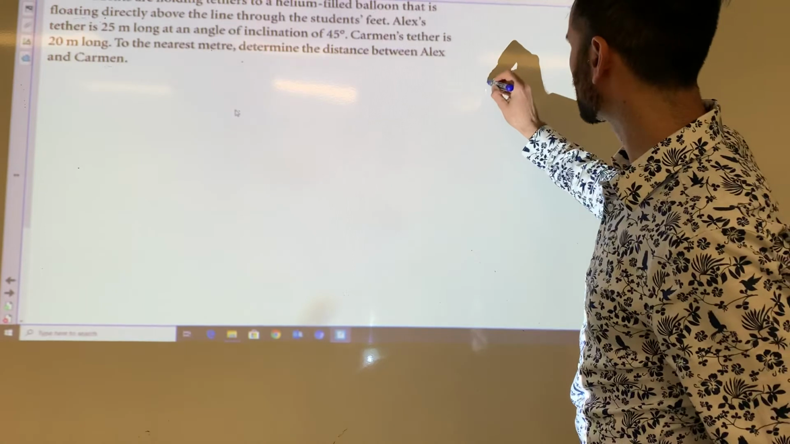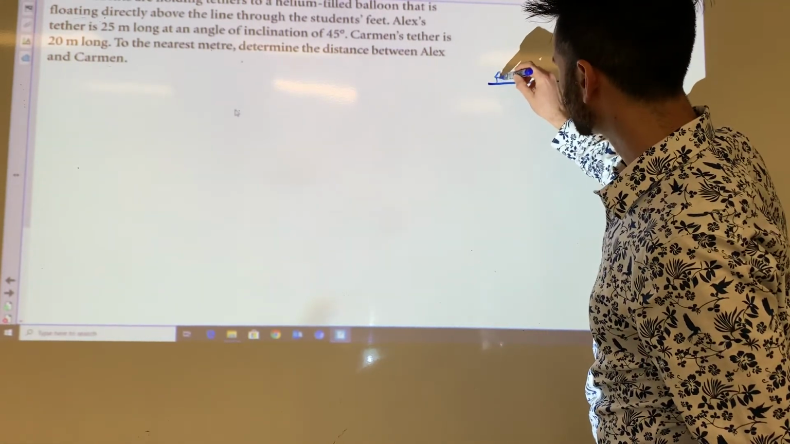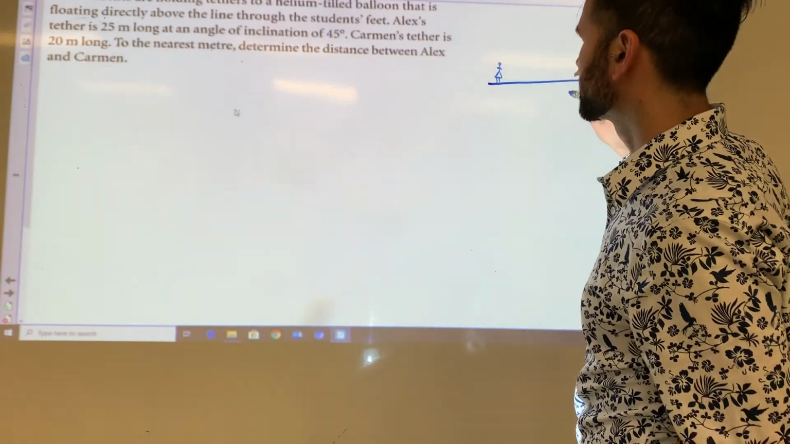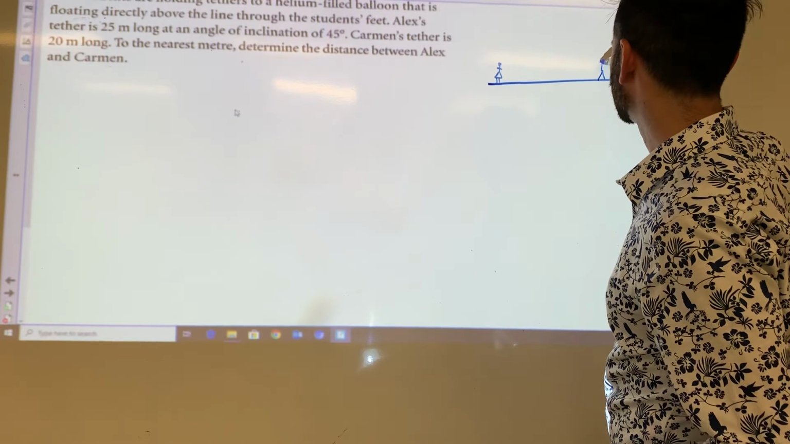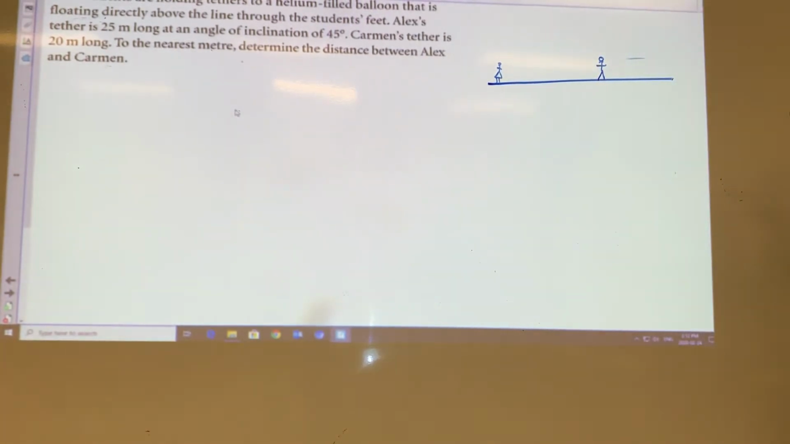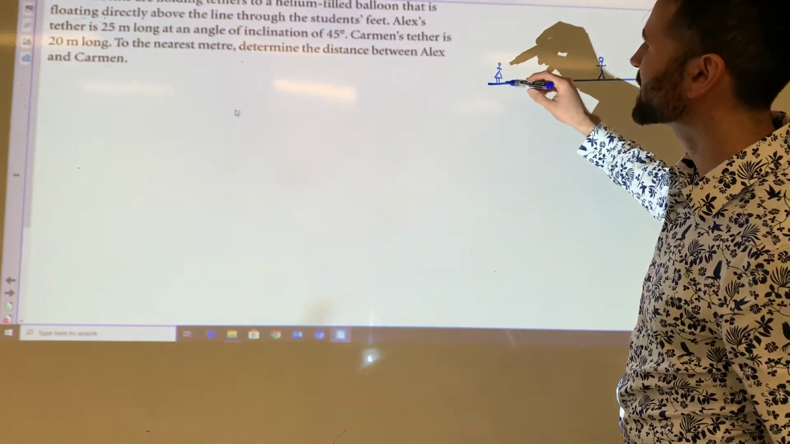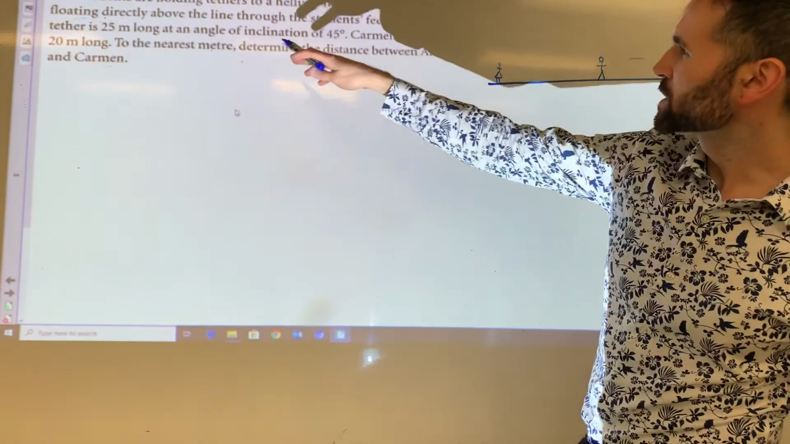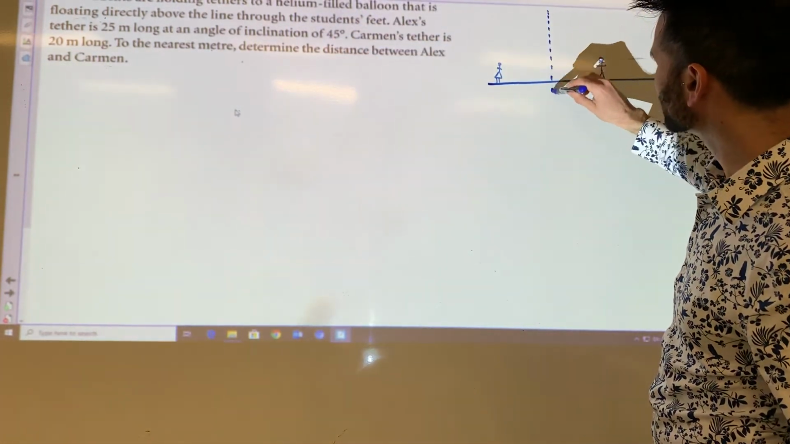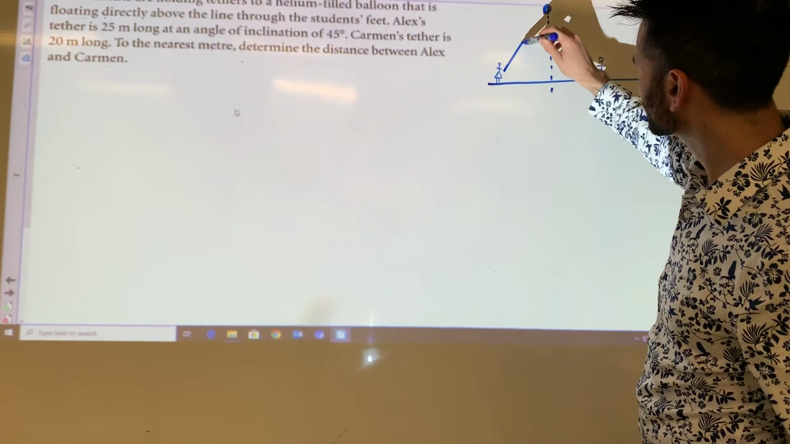So that kind of makes sense. It's like you got the ground, right? And then you got these 2 people. I'm just gonna draw Alex. I think Alex is a girl, and who's the other one? Carmen. Carmen's a guy. Okay, so here they are standing here, and they're holding a tether, and it says floating directly above the line through the student's feet. So it's like you got this balloon up here.